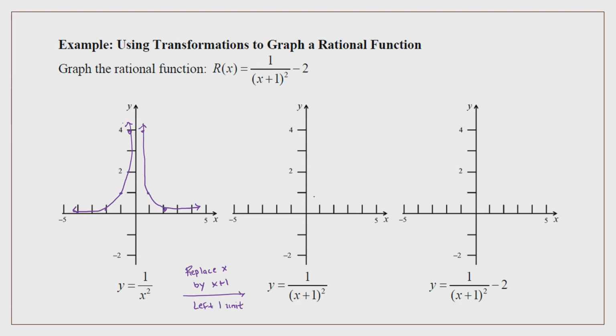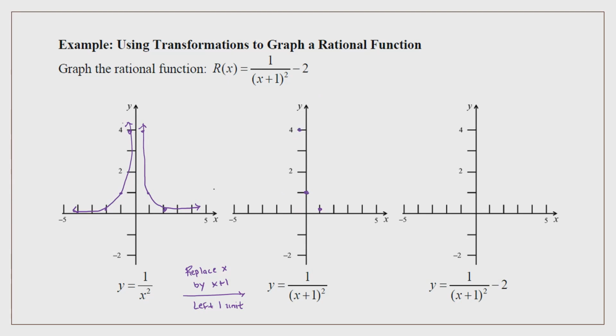Okay. So if I'm going to the left 1, my original point (1, 1) is now going to be (0, 1). So all of my x values are moving to the left, but my y values stay the same. Okay, so (2, 1/4) is now (1, 1/4), and then (1/2, 4) is now, if I'm subtracting 1 from 1/2, I'll have (-1/2, 4).